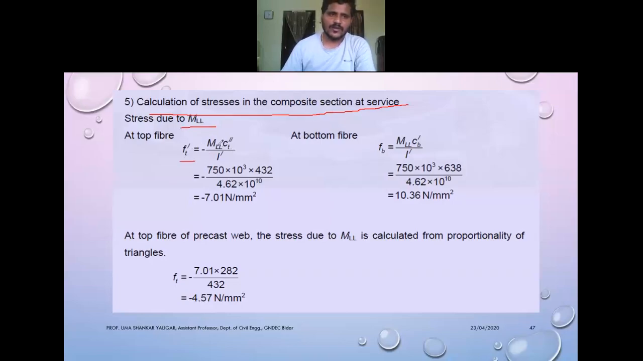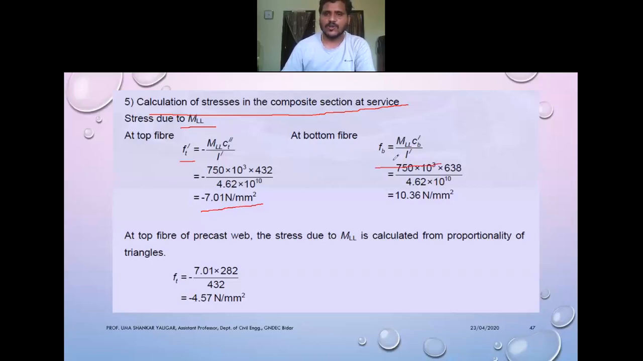At the top fiber, the expression we have already seen is MLL into CT double dash divided by I dash. MLL is given, and CT double dash we have calculated in the figure. We substitute that, 432. This I dash is also known because these are properties related to the composite section. Then you will get the stress at the top equal to minus 7.01 Newton per mm square.